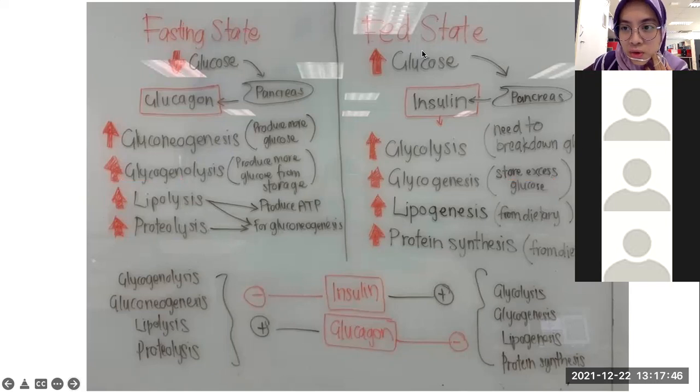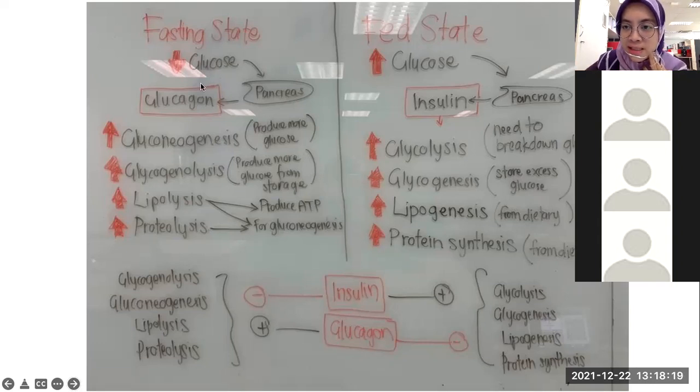Okay, glycogen is the storage form of glucose. So why does glycogenolysis take place in the fasting state? Because we are trying to break down the glycogen to retrieve the stored glucose. So now we are converting glycogen back to glucose. Why? Because again, we have reduced glucose concentration in our blood. So glycogenolysis will take place in the fasting state. We are trying to produce more glucose.